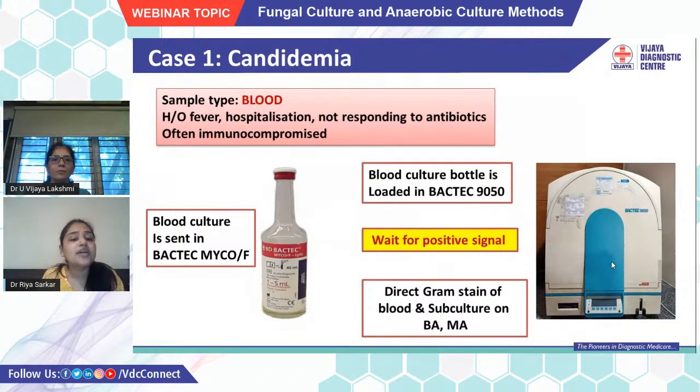So blood is always sent in this BACTEC Myco/F, that is fungal culture specific BACTEC media. This culture bottle is loaded in this right-sided machine which you can see, BACTEC 9050, and we wait for a positive signal to arrive. Once the positive signal is there, we perform a direct gram stain from the blood to see the presence of any budding yeast cells and subsequently subculture it on blood agar and MacConkey agar.